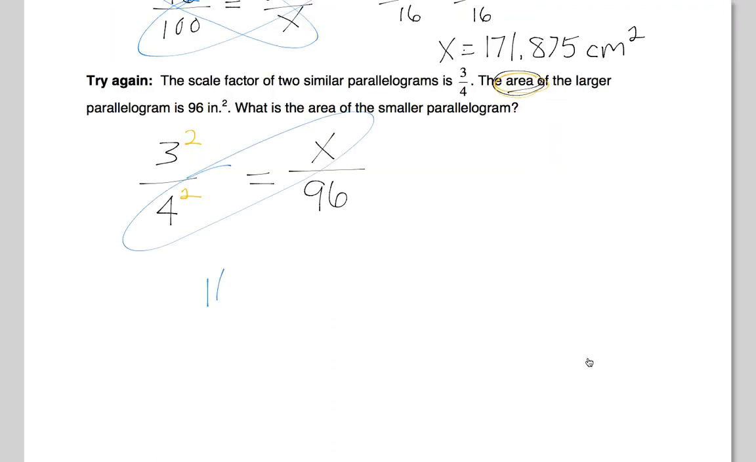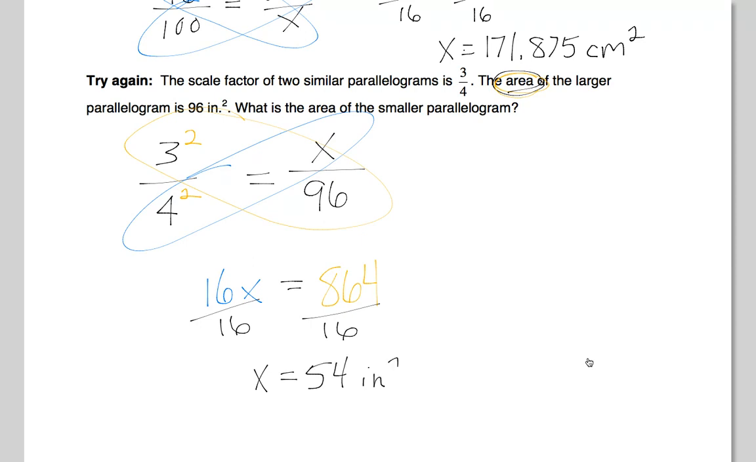So this is going to be 16x equals, that's 9 times 96, which is 864. Divide that by 16, we get 54 inches squared.